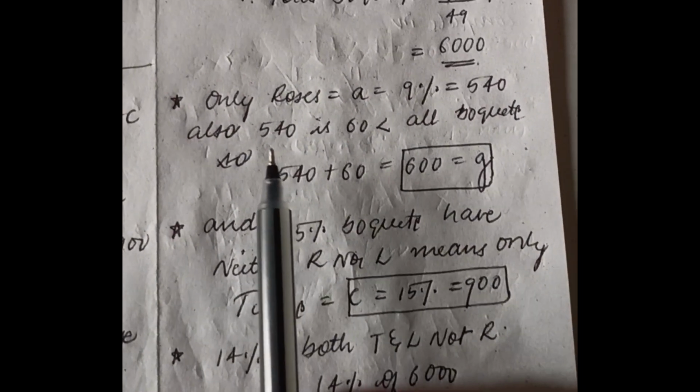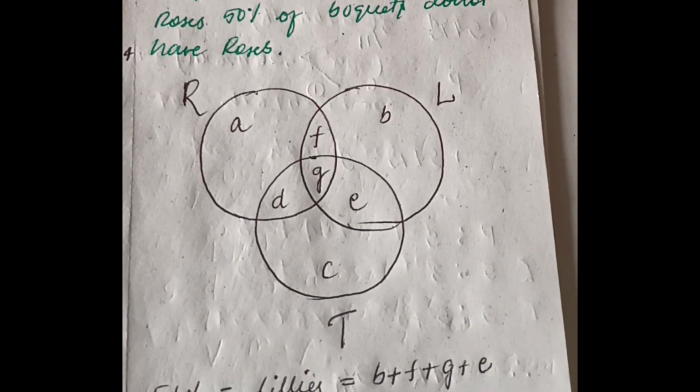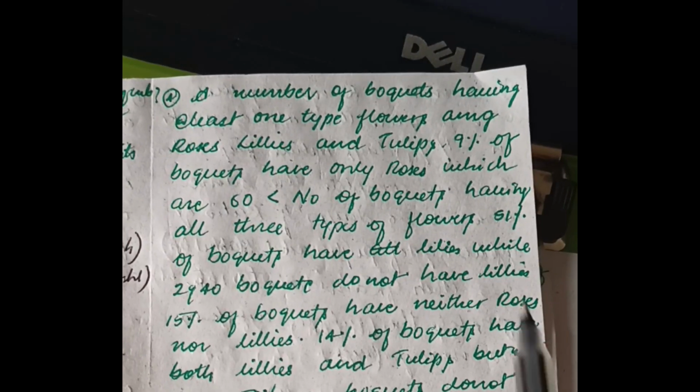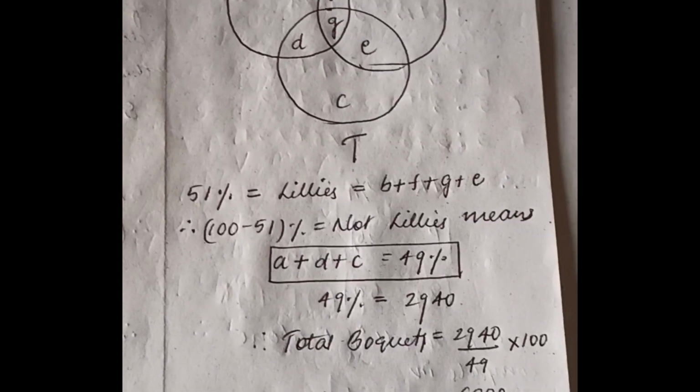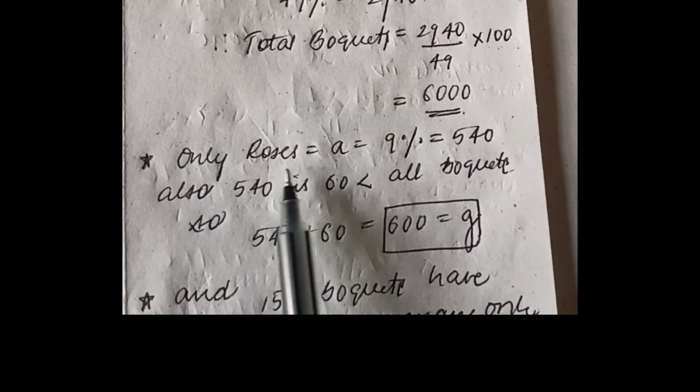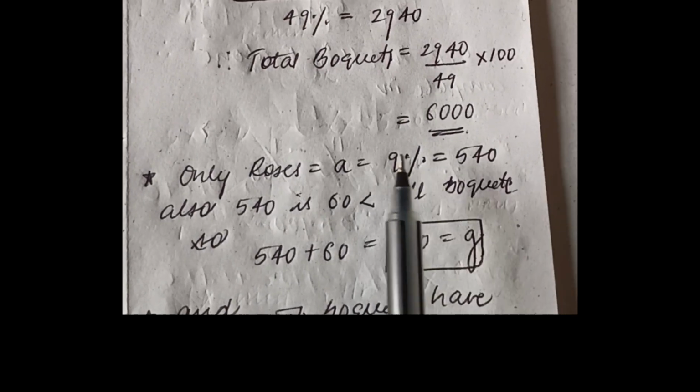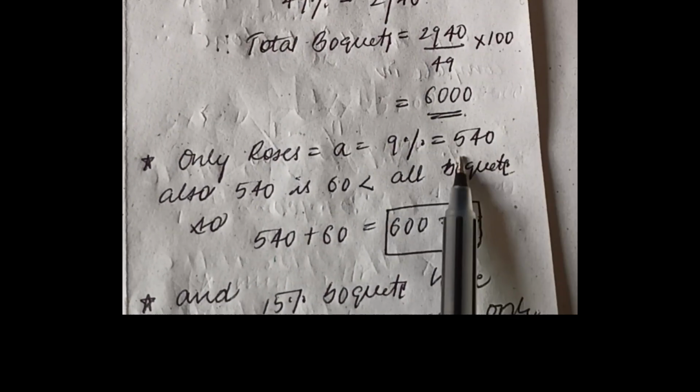Next, in the question they have also given that 9% of the bouquets have only roses. So only roses means A. I have written here only roses is equal to A, that is equal to 9%. So 9% of 6000 will be equal to 540.